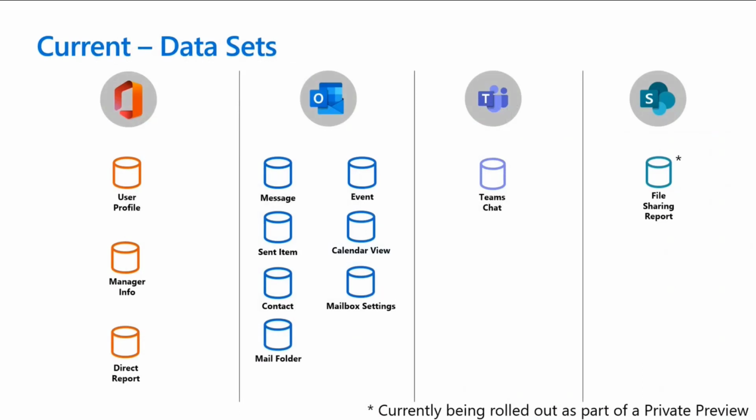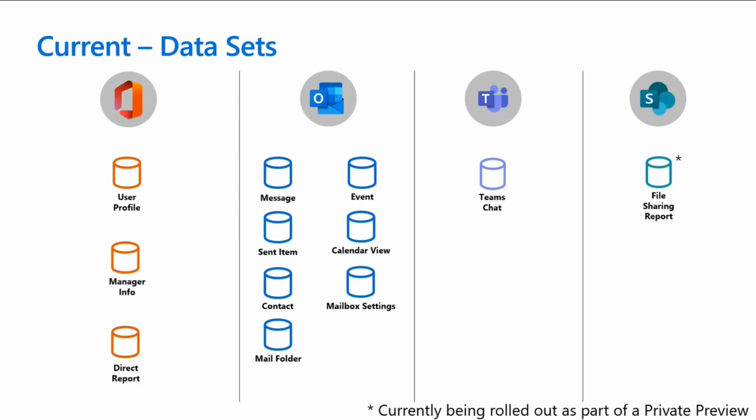We have datasets around the user profile, right? Everything that is in Azure AD, so information about the users, what their office location is, what their phone numbers are. We have organization information, so who the managers are, who the direct reports are. So if you need to build an org chart, you can use that and extract information about all users. We have a lot of datasets around Outlook artifacts. So message, these are the emails. We have event, sent item, right?